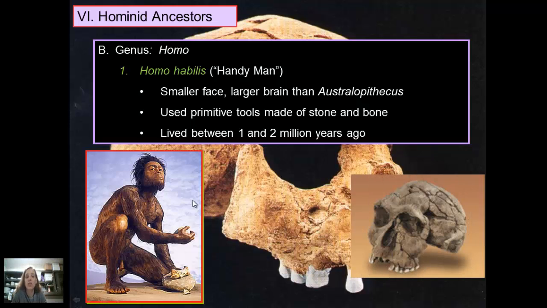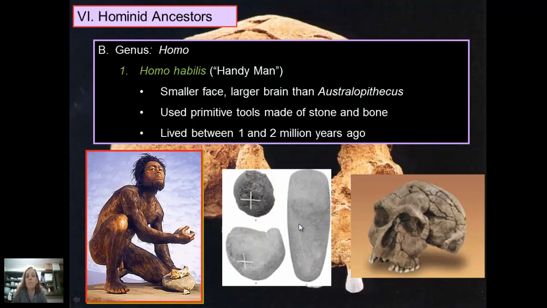Here is an artist interpretation of what Homo habilis may have looked like, and one of the skulls that was found. As you can see, it resembles modern humans, but doesn't quite look like us. A little bit bigger and primitive than a modern human skull. These were some of the tools that were used by Homo habilis. So again, very primitive, but yet using tools is an evolutionary step.